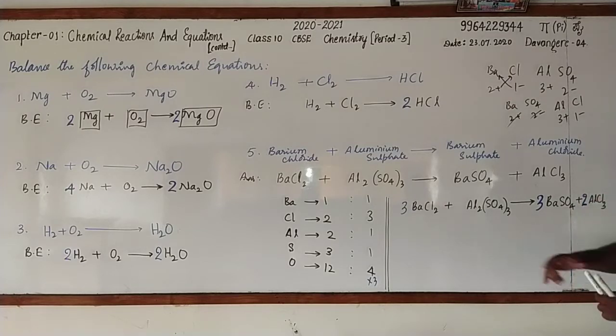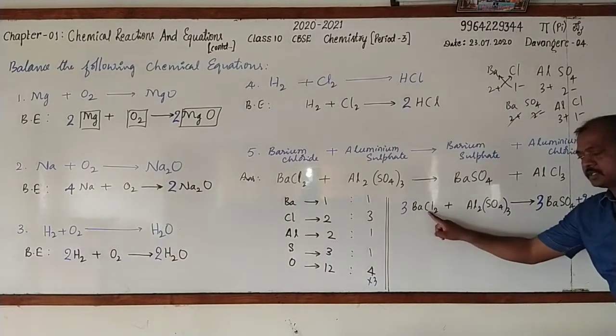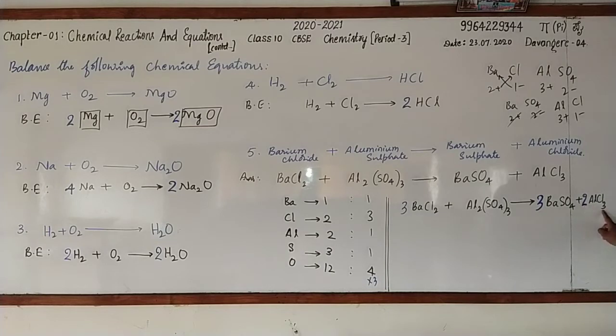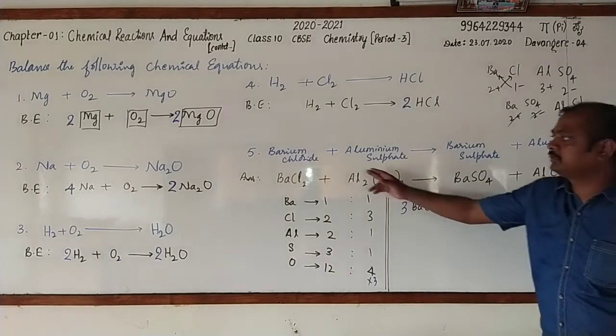Now you count 3 atoms of barium, 3 atoms of barium. 3 twos are 6 atoms of chlorine, 2 threes are 6 atoms of chlorine. Aluminium 2, here 2 atoms of aluminum. Sulfur 3, sulfur 3. Oxygen 12, 3 fours are 12. All are balanced. Understood? This is the balanced chemical equation of this.